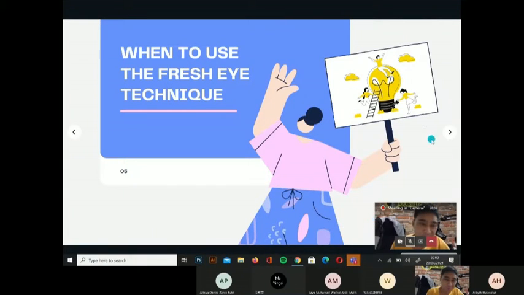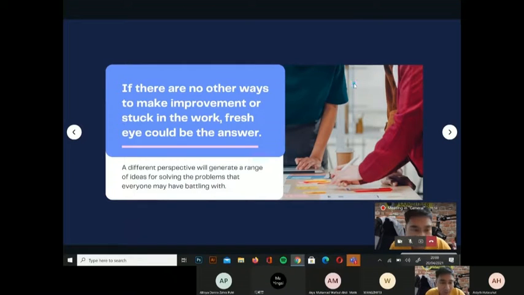So when to use the fresh eye technique? We use the fresh eye technique when there are no other ways to make improvement in work or solving problems. A different perspective will make a range of fresh ideas that could be the answer for the problems and make a huge improvement in the work.